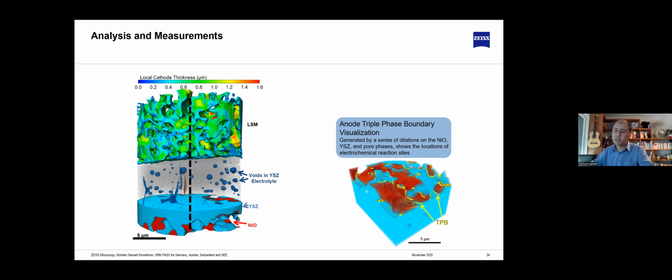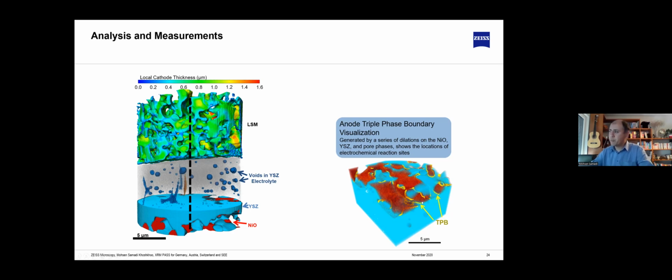Because that's the region in which the electrochemical reaction, in this specific case, happens. And this means that if we have access to the lengths of these triple phase boundaries, this can be used as an input for our simulation model that simulates the performance of the fuel cell.